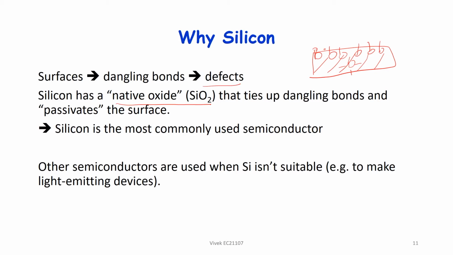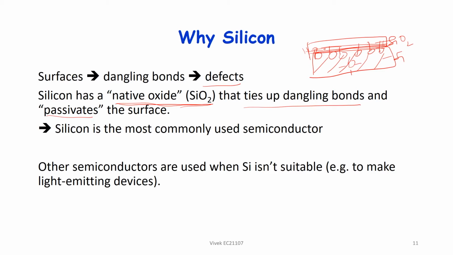Now silicon has a very interesting property. Its native oxide, silicon dioxide, ties up the dangling bonds and passivates the surface, so that these bonds are actually bonded to silicon dioxide without any defect. So that basically takes care of the defects while terminating the silicon. So you have a nice silicon and silicon dioxide interface without defects. So that makes it very popular.